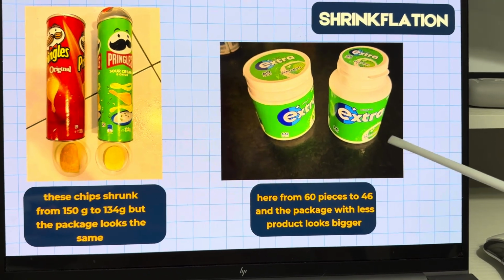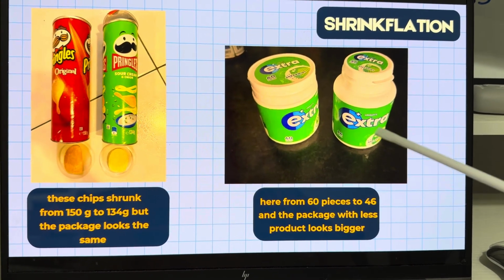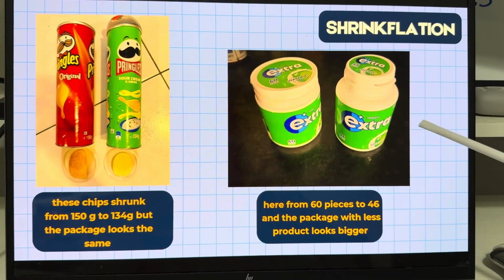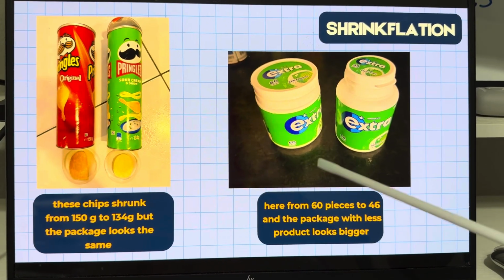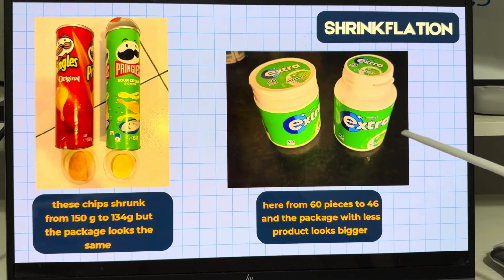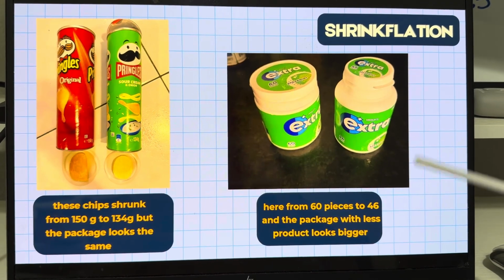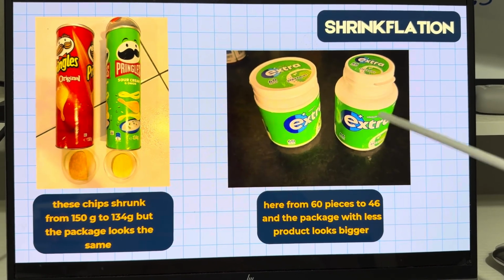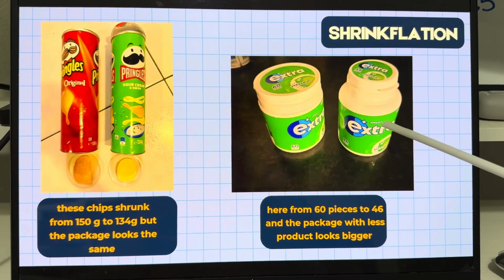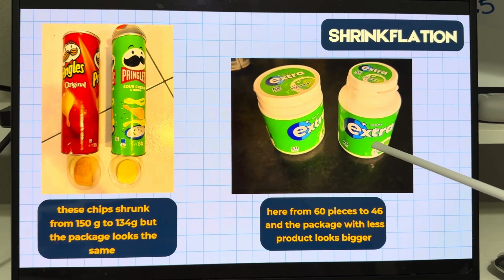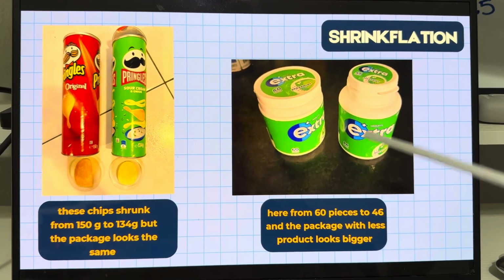Here it's a little bit different in the packaging, but in the product it is very significant because it goes from 60 pieces to 46 pieces. And the crazy thing is this package looks even bigger and it has just 46 pieces.